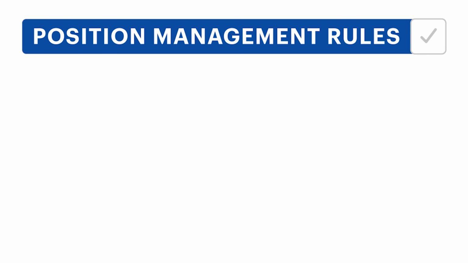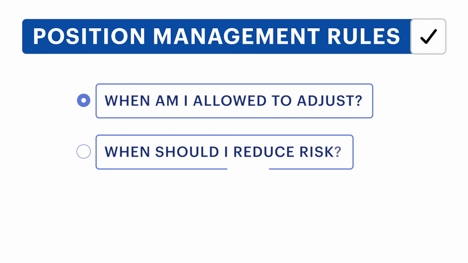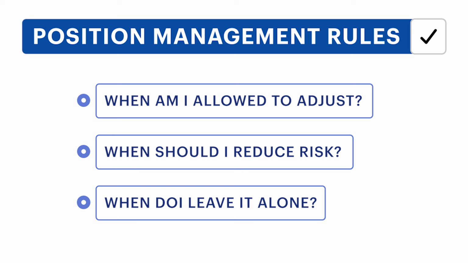Fourth is position management rules, and this is about what happens after that trade opens. When am I allowed to adjust? When should I reduce risk? And when do I leave it alone? When do I close it early even if the trade is not at max profit or max loss? This matters because over-managing can be just as dangerous as ignoring a trade. So the management rules need to be written before that trade goes live.